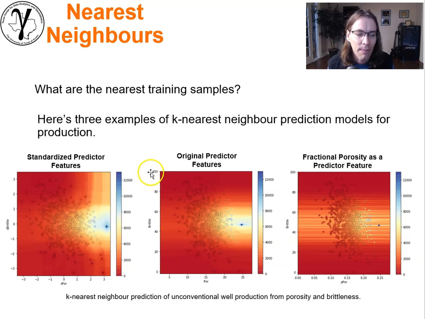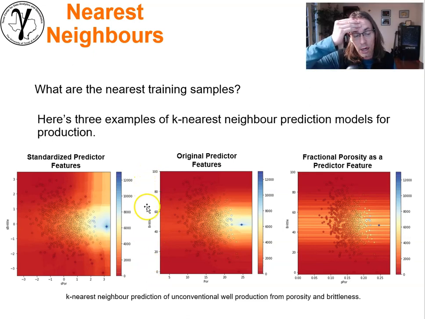Now, look what happens when we go to brittleness from 0 to 100 and porosity from about 0 to almost 30. That range isn't too dissimilar. The variance isn't that dissimilar, but look at the striations. You see these striations away from the data? Those are being caused by the differences between the variances or ranges between the features.